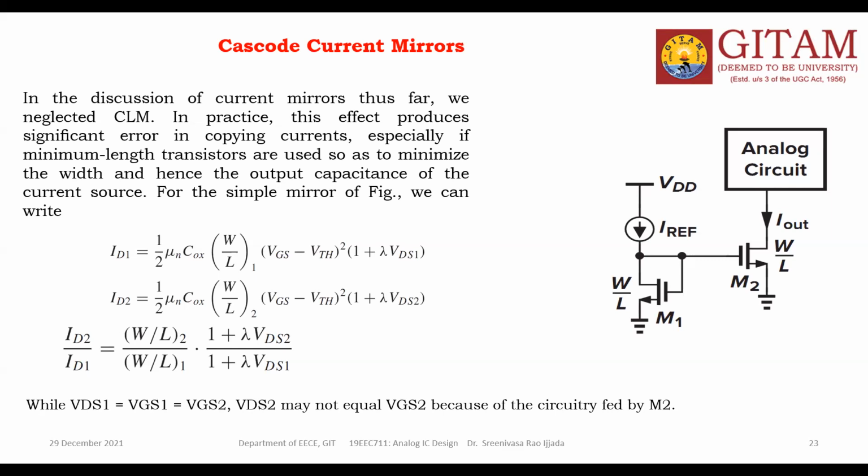Thereby, we can get some advantages. The first: whatever we were discussing so far in the current mirror concept, we always kept in mind that channel modulation is zero. We neglected the channel modulation. Of course, body biasing is also negligible. So we are taking these two as negligible. Then you only get the copying current. That means I out is equal to I reference multiplied by W by L of 2 by W by L of 1. If both L are the same, then L will get cancelled, leaving W2 by W1.